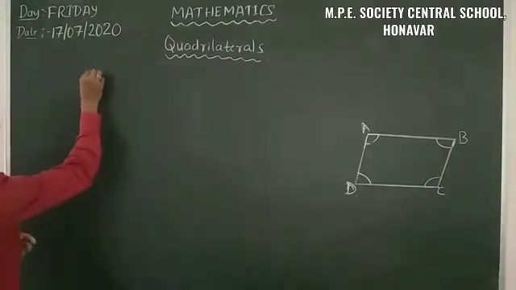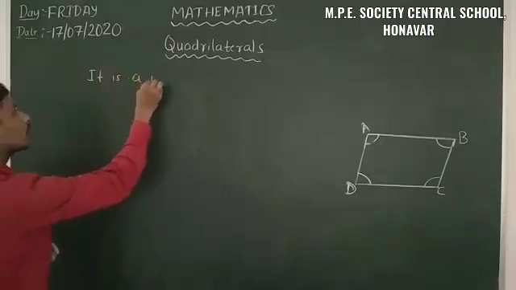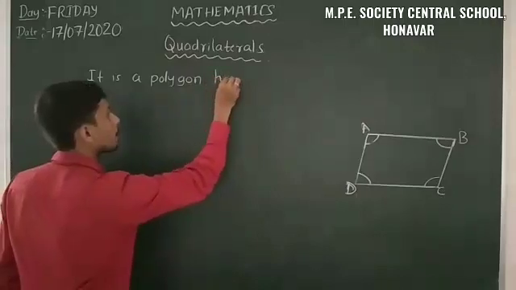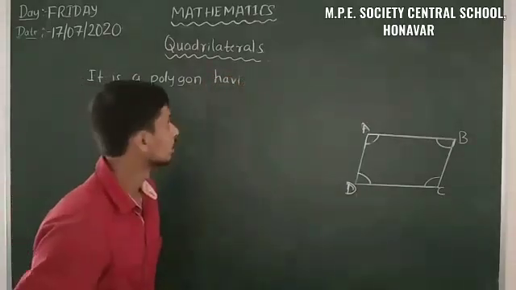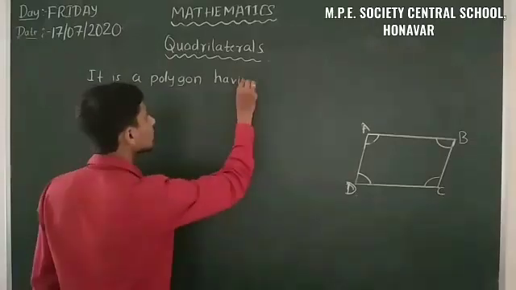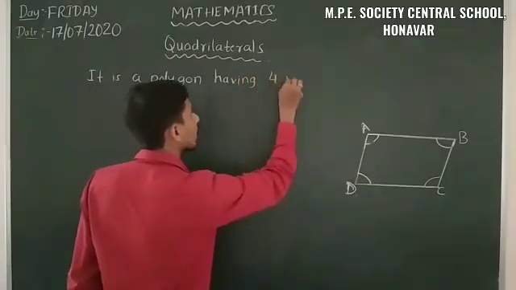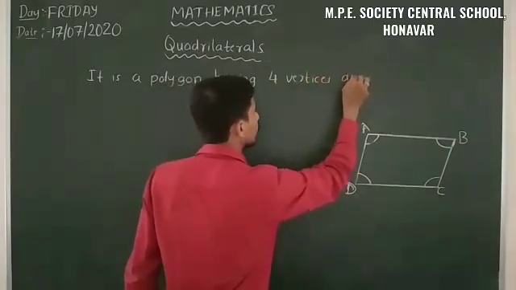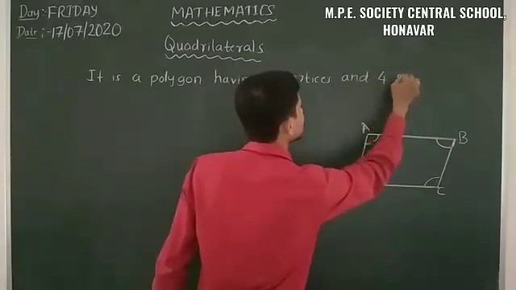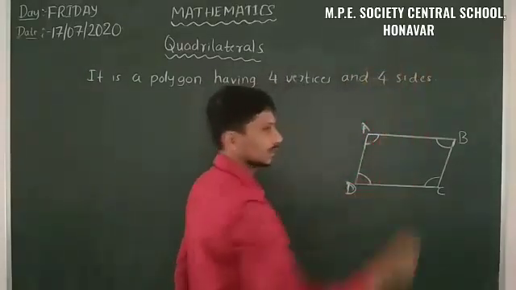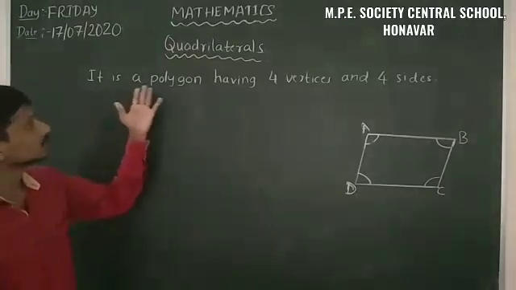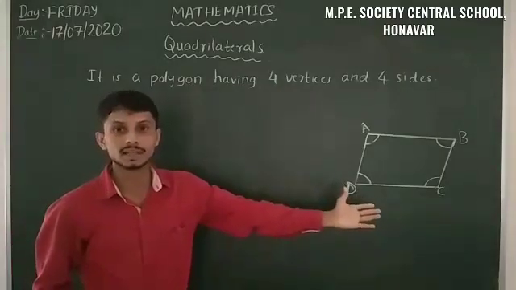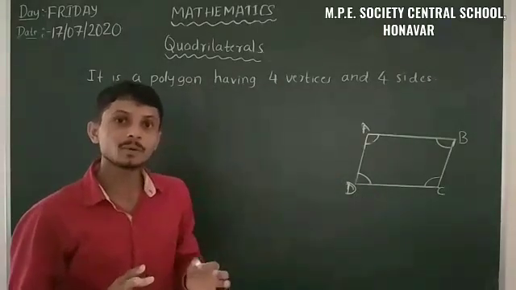So it is a polygon made up of, or having, 4 vertices and 4 sides. Yes, so this is about the quadrilateral. It is a polygon having 4 vertices and 4 sides here.